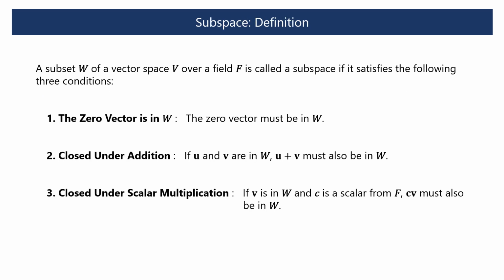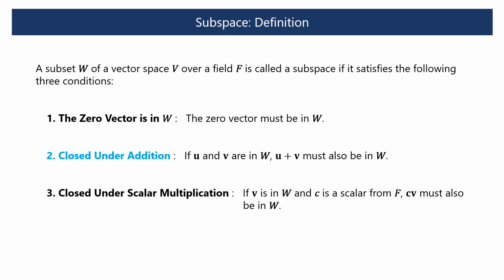Let's see how we can define subspace more formally. A subset W of a vector space V over a field F is called a subspace if it satisfies three conditions. The first condition is that the zero vector is in W. The zero vector is a vector in which all components are zero. This condition says that the zero vector must be in W.